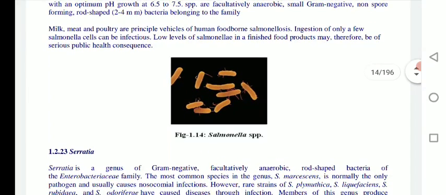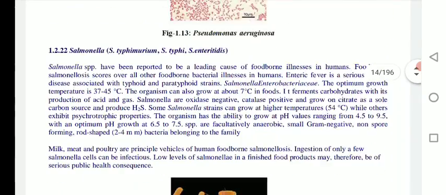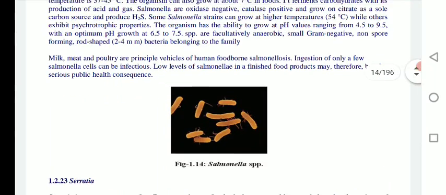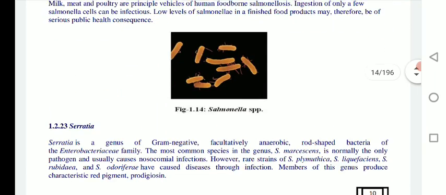So, ingestion of only a few Salmonella cells can be infectious. Low levels of Salmonella in finished product may therefore have serious public health consequences. So, this is the main foodborne pathogen as far as other bacteria are concerned. This is how Salmonella looks, in this picture you can see.